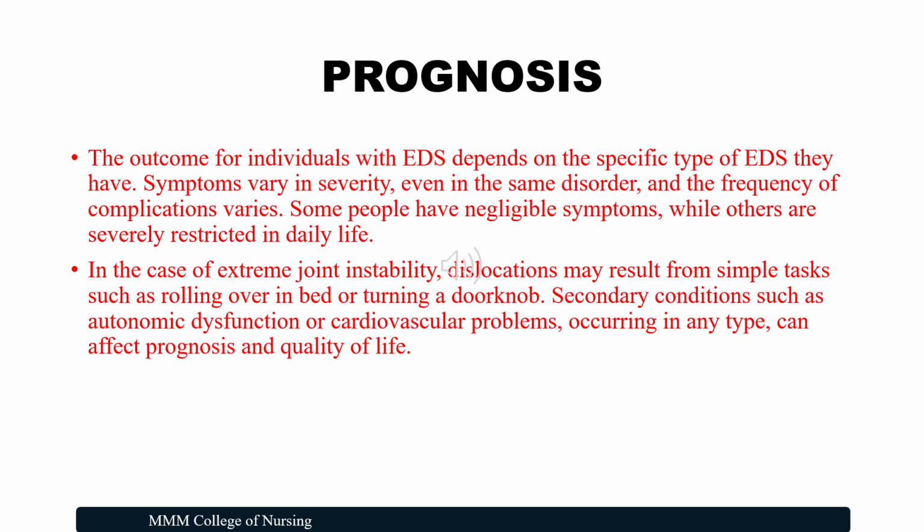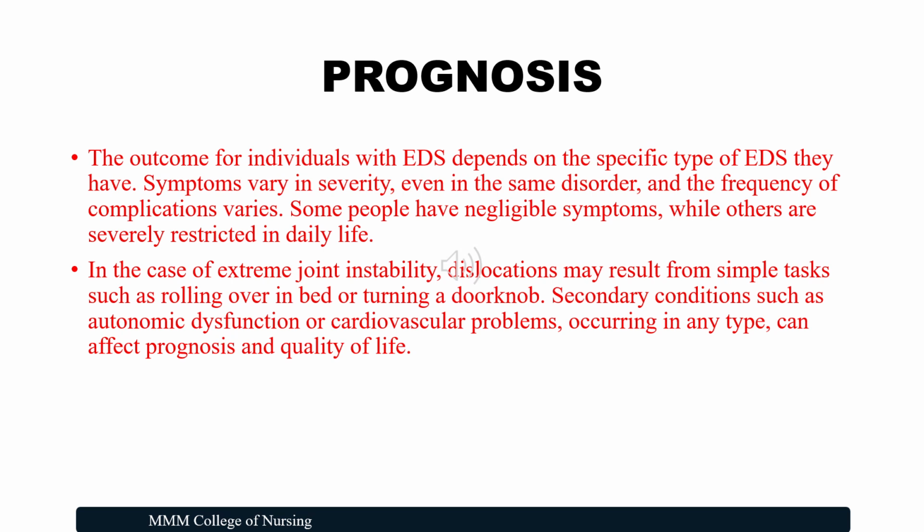Prognosis. The outcome for individuals with Ehlers-Danlos syndrome depends on the specific type of Ehlers-Danlos syndrome they have. Symptoms vary with severity. Even in the same disorder, the frequency of complications also varies. Some people have negligible symptoms, while others will have severely restricted daily life.